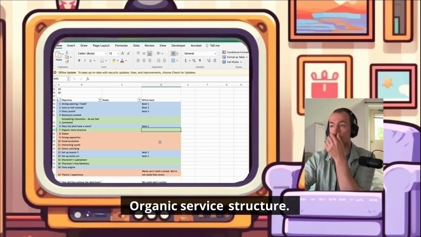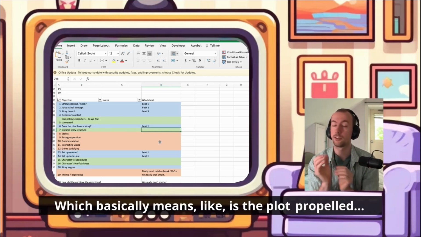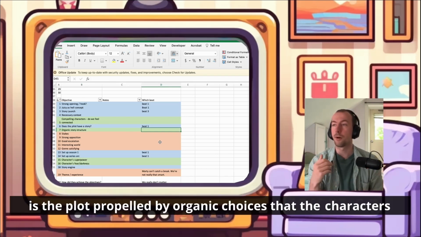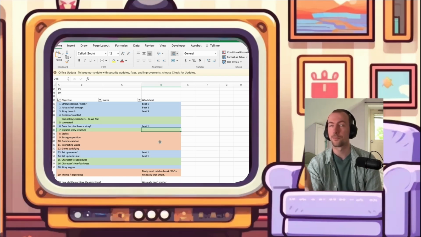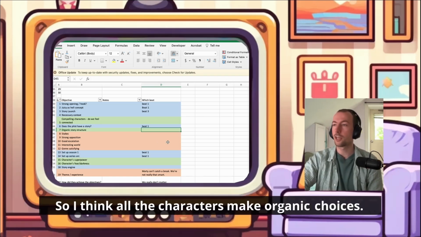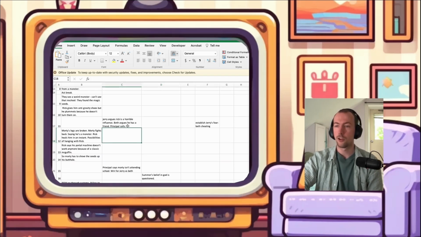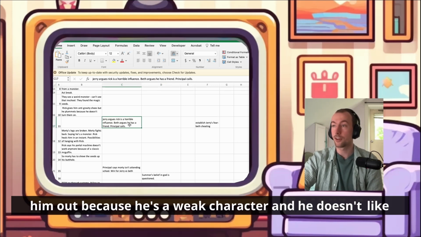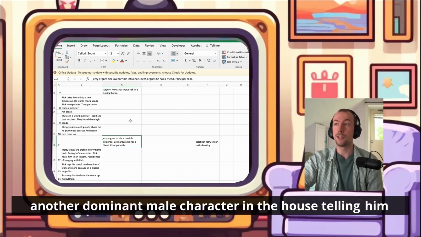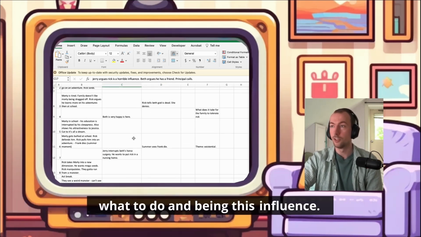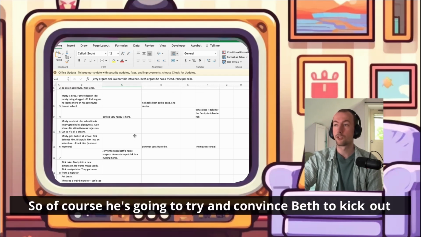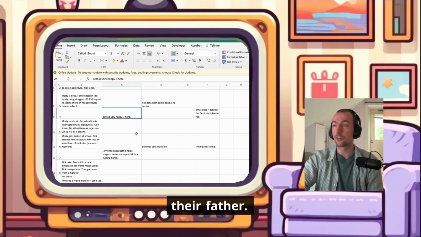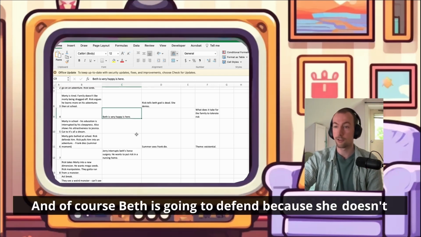Okay, organic story structure, which basically means: is the plot propelled by organic choices that the characters make? I think all the characters make organic choices. Take a look at the B story. Jerry wants Rick out because he's a weak character and he doesn't like another dominant male character in the house telling him what to do and being this influence. So of course he's going to try to convince Beth to kick out their father. Great, organic story structure. And of course Beth is going to defend him because she doesn't want to lose her dad again.